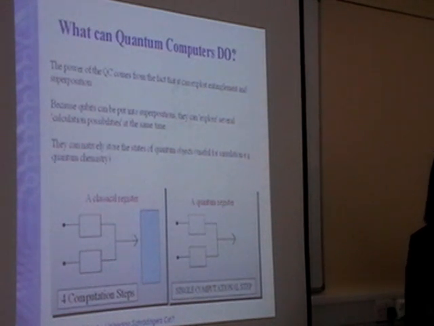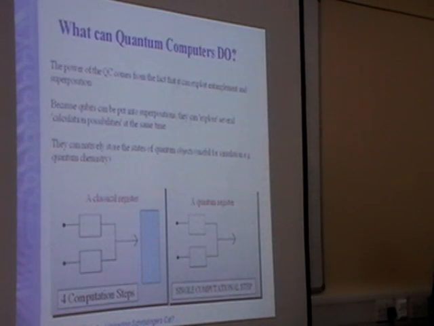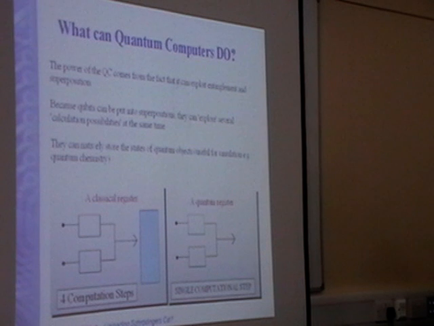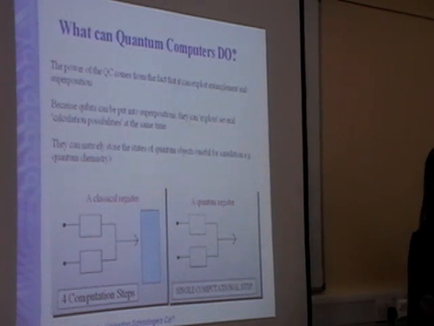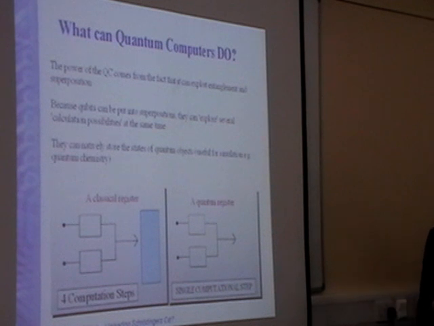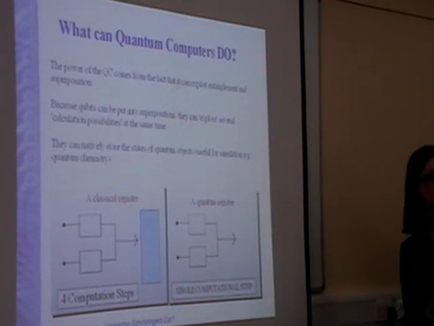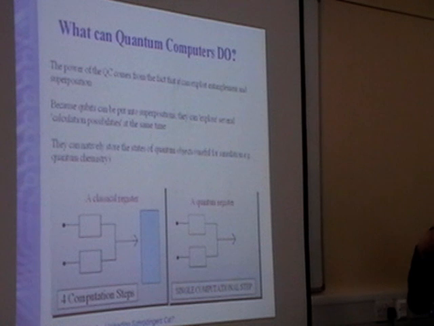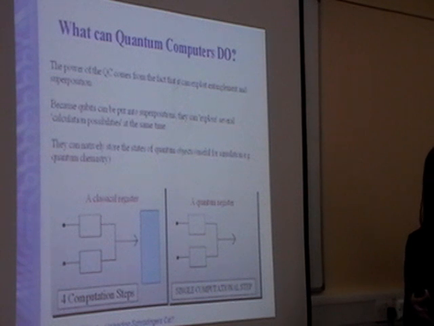Okay, so away from qubits for a while, I'm going to talk about quantum computing in general. So what can quantum computers do, and why are they so interesting? Well, the power of the quantum computer comes from the fact that it can exploit these concepts of entanglement and superposition. And because qubits can be put into superpositions of states, the idea is that they can then explore different calculation possibilities at the same time.